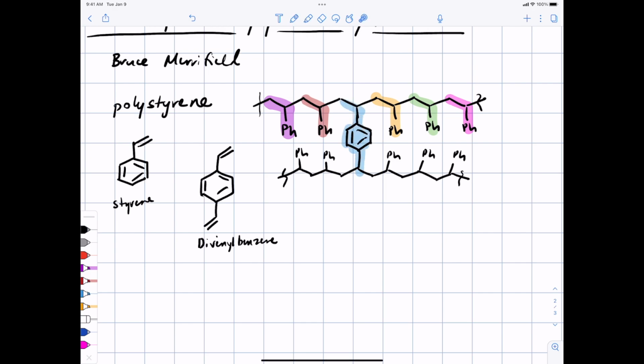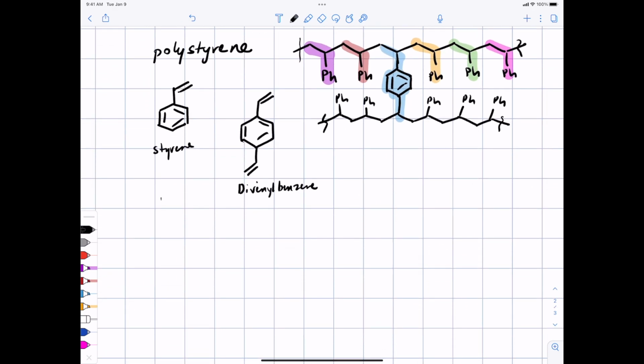So anyway, you incorporate divinyl benzene as a cross-linker, and that can change the properties of the polymer, make it more rigid, make it tolerant to different conditions, temperature, and so on. And then the third magic ingredient was a version of styrene that had a leaving group attached to it.